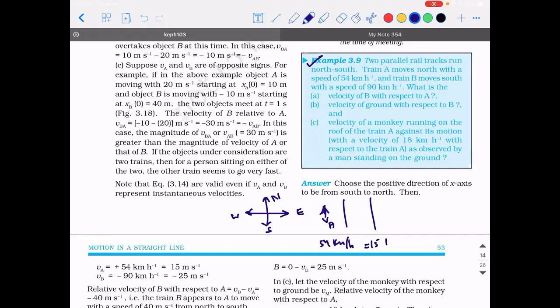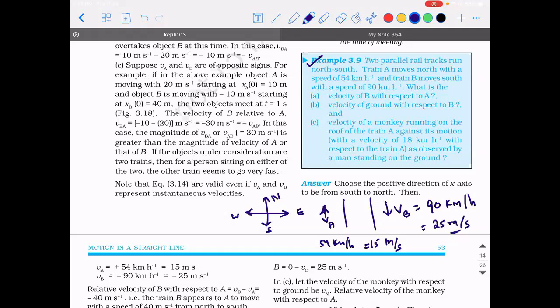Everybody knows why it is. Because 1 kilometer is 1000 meters, 1 hour is 3600 seconds. So when you simplify it, the smallest fraction you get is 5 by 18. Similarly, the train B moves in the south direction with a speed of 90 km per hour. So what is the velocity of B now in terms of meter per second? Yeah, 25 meters per second.